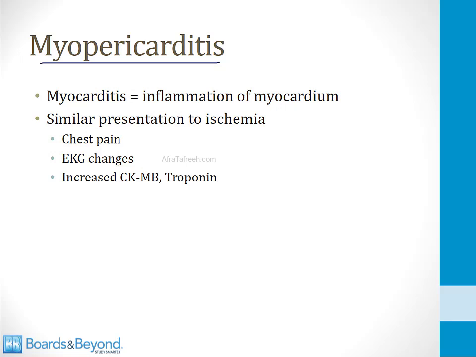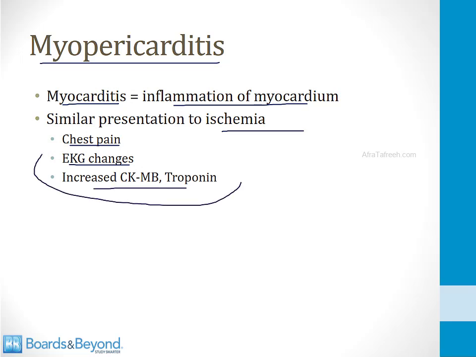Myopericarditis is the term we use to refer to myocarditis that occurs together with pericarditis. Sometimes the two conditions occur at the same time. Myocarditis is inflammation of the myocardium. It has a similar presentation to ischemia, including chest pain, ischemic EKG changes, and elevations of cardiac biomarkers. Some patients with pericarditis also have ischemic EKG changes and biomarker elevations, and we say that those patients have myopericarditis.